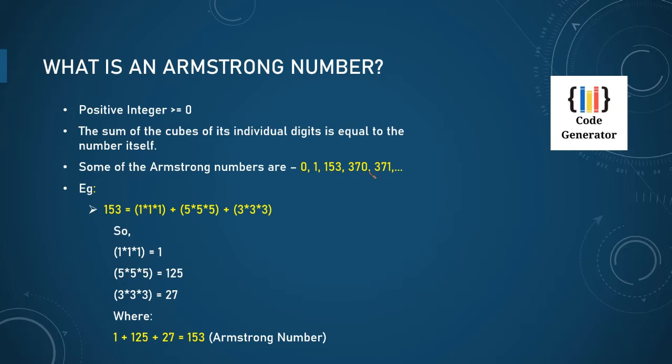So let me explain you in detail. Suppose we have a number 153. The digits of this number are 1, 5 and 3. So we find the cubes of all the digits: 1 cube is 1, 5 cube is 125 and 3 cube is 27. Now we add the cubes of all the digits. So the sum is 153. Thus the number we already had was 153 and the sum of the cubes is also 153. Hence 153 is an Armstrong number.